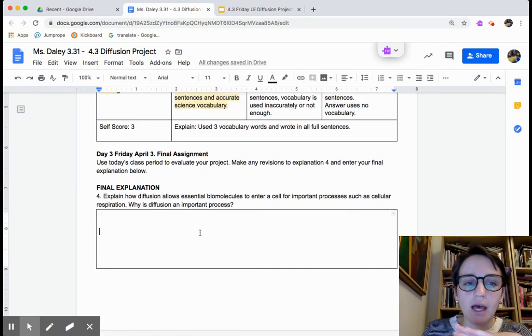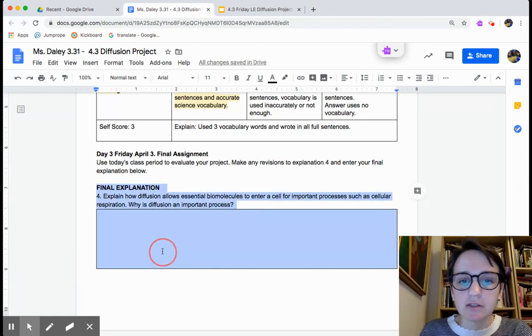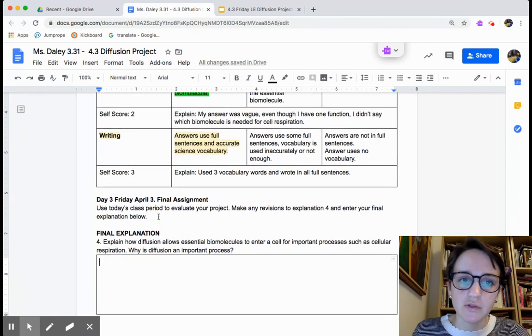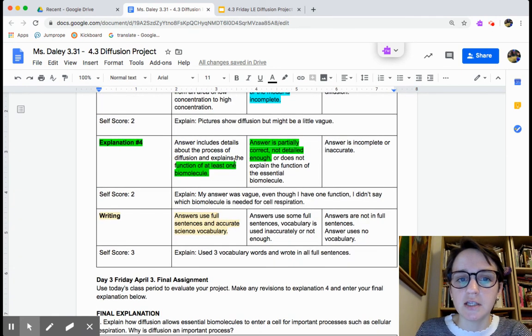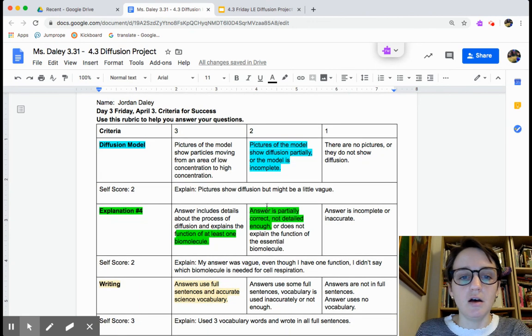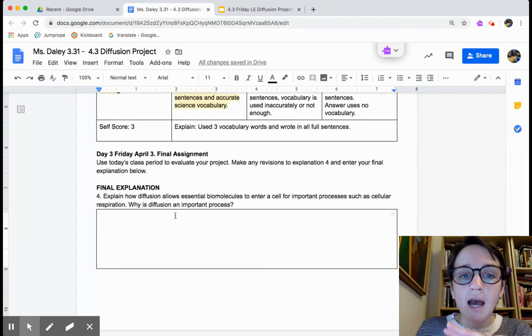And then I'm going to go ahead and I'm going to rewrite my explanation here in this section that says final explanation. This is sort of the big chunk of work that I'm going to do today. I'm going to make sure to continue to use my vocabulary words and full sentences, but I'm going to add more detail and be more specific about my biomolecule. And I'm going to include more details in my model. Okay, so I know what I'm going to do today.